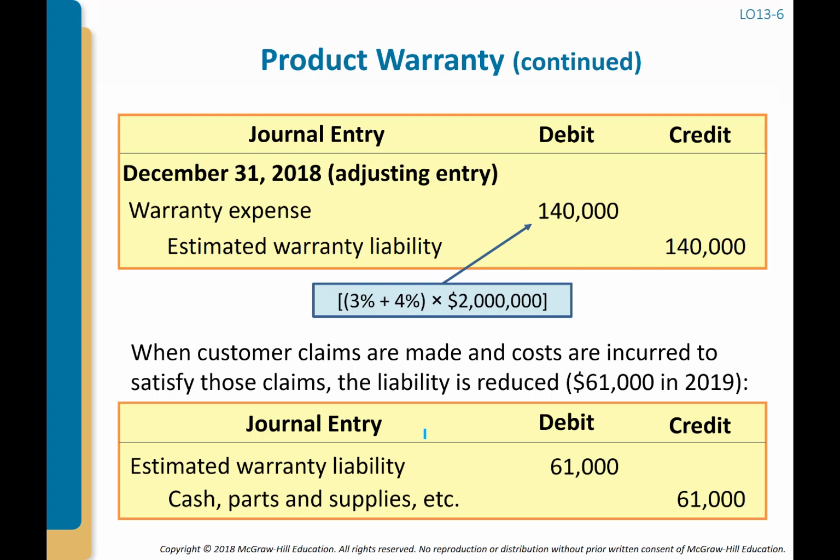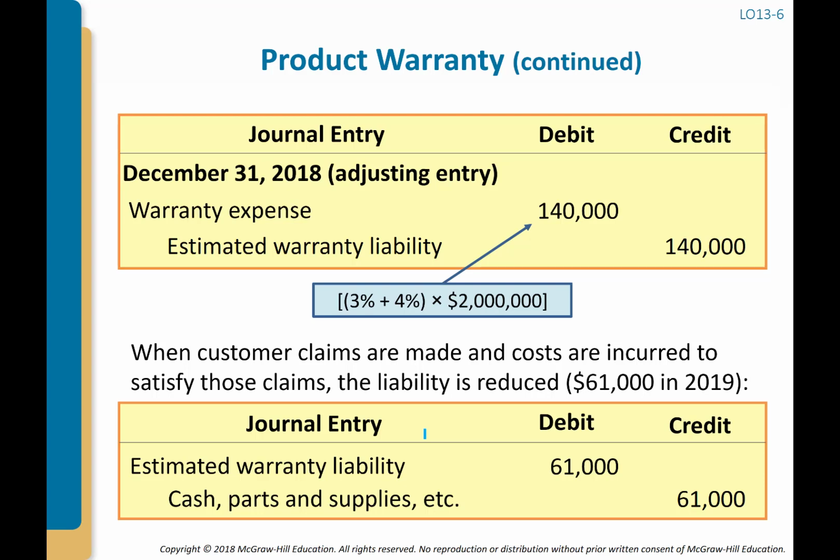If we didn't take the expense until somebody came in to claim the warranty, this is how our financial statements would look. In 2018, we would take revenue. Revenue would be what? $2 million? And the expense would be 0, right? Because we didn't take any warranty expense, right? And then we would have net income of 2 million.